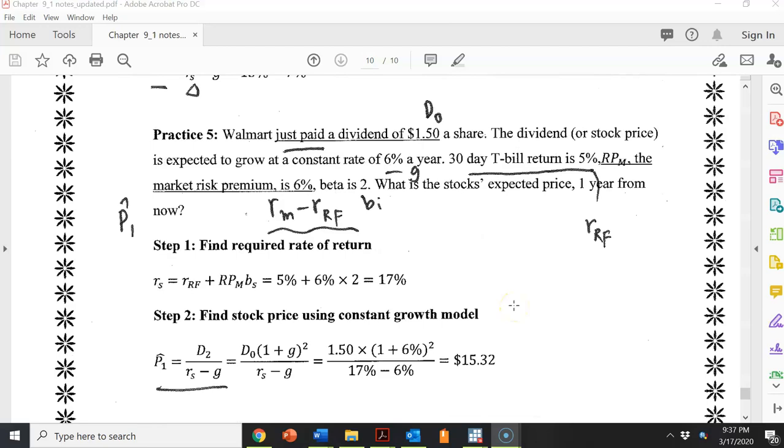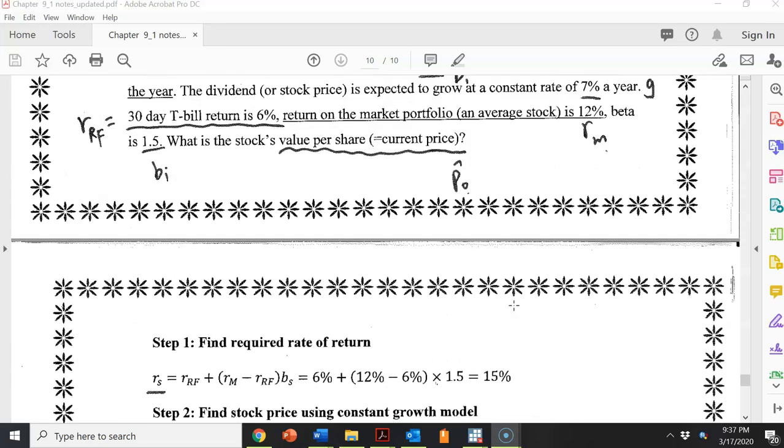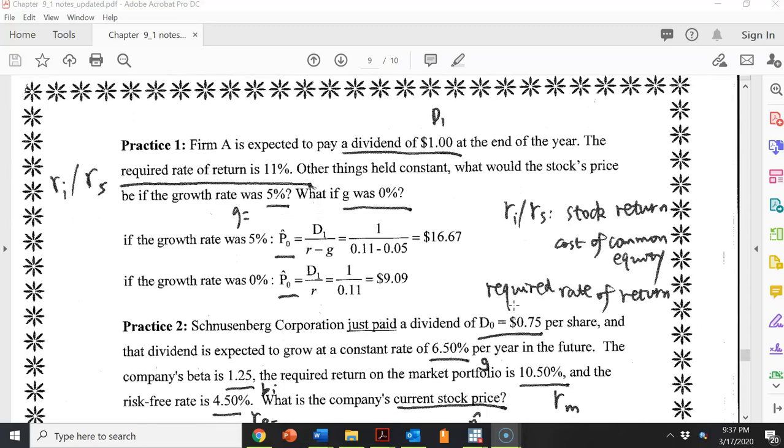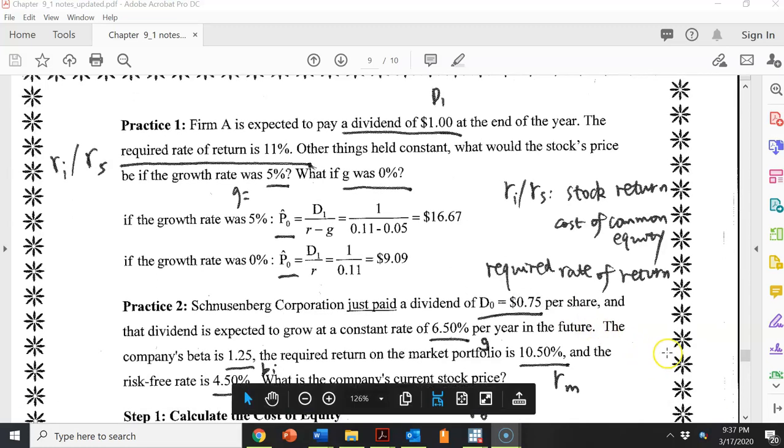Try to work on these practices on your own without looking at the solutions. If you're comfortable with these, you would be very familiar with the constant growth model.